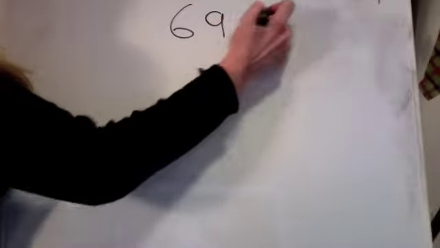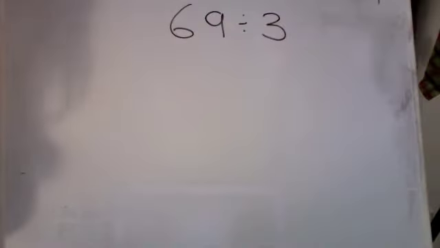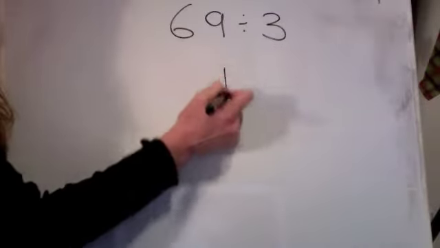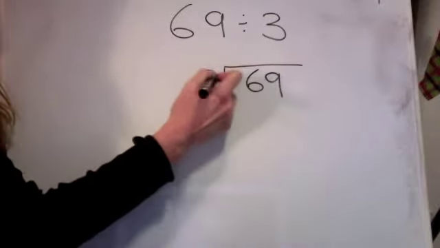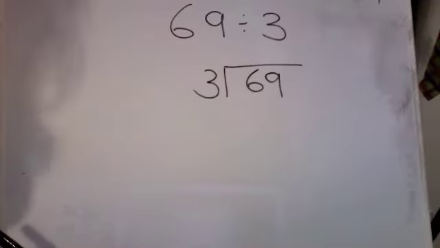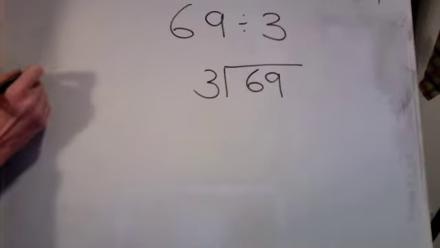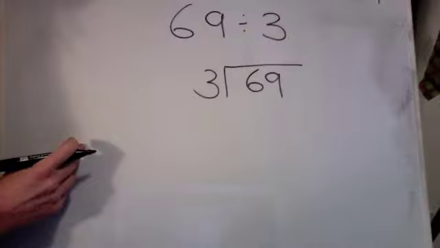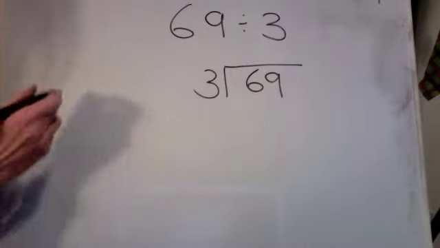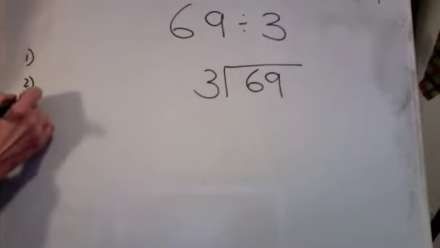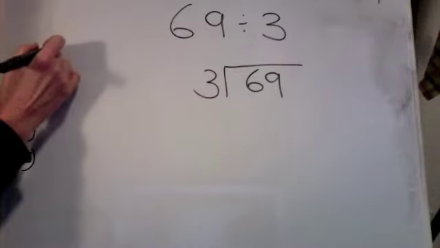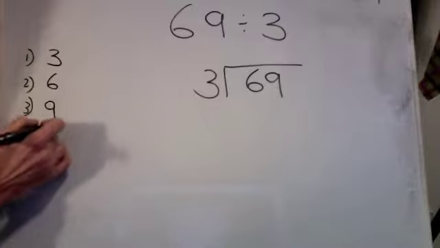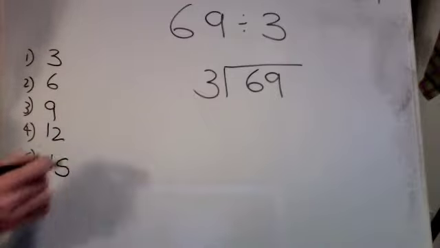69 divided by 3. The first thing I'm going to do is write it out under its bus stop. There's my 69 and the 3 is driving the bus. And the second thing I'm going to do is write out my 3 times table, the first 5 multiples. So 1, 2, 3, 4, 5. That would be 3, 6, 9, 12, 15.